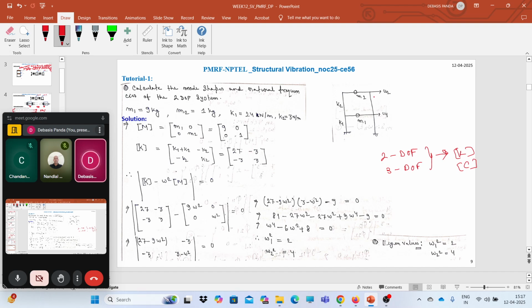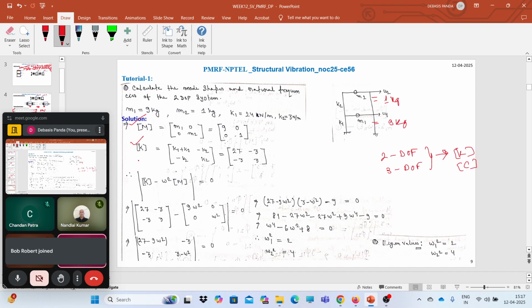So for this system, let's quickly solve it. Here today our system is given. Mass M1 is given as 9 kg and M2 as 1 kg, and the corresponding K1 and K2 are given. If this kind of system is given, first you form the M and K matrices, right? The M matrix we can easily find, it's a diagonal matrix. We know for a 2 degree of freedom system it will be M1 and M2 on the diagonal, and the other terms will be 0. And for the K matrix, similarly K1 plus K2, minus K2, minus K2 and K2.